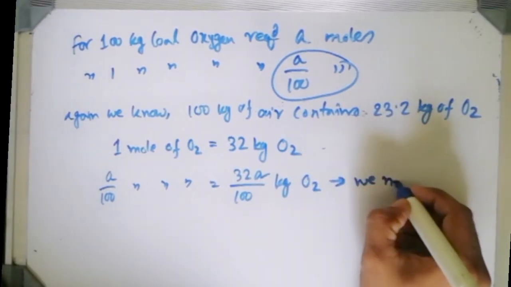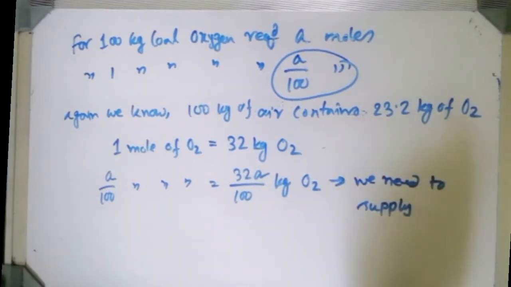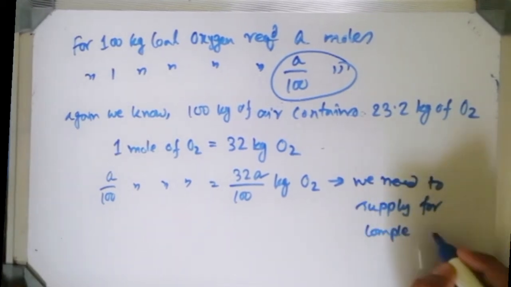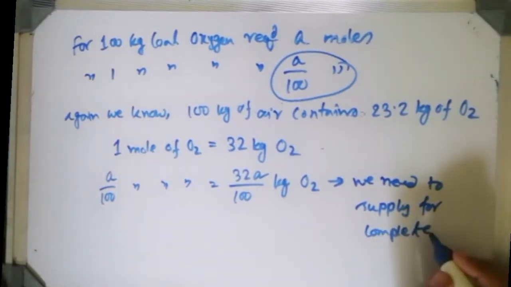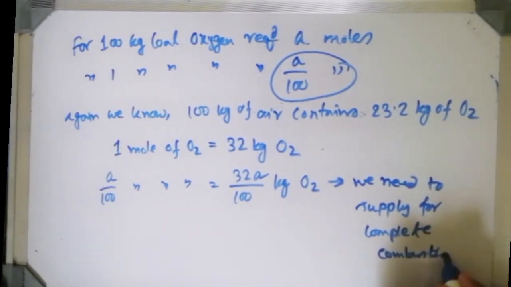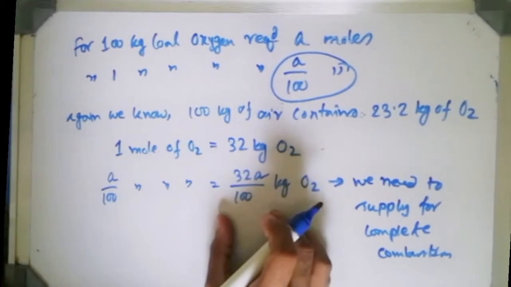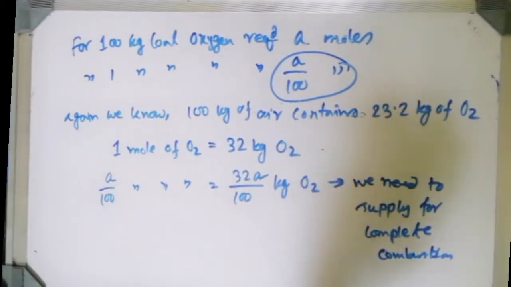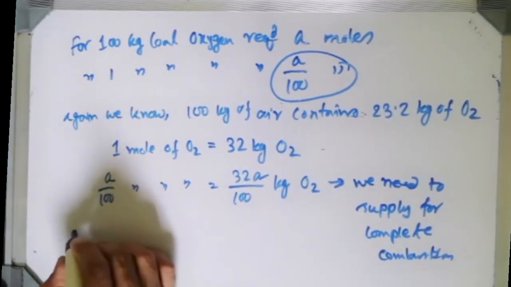But you know that we cannot supply only oxygen individually, isn't it? So if we want to supply this amount of oxygen, then I have to find out for getting this amount of oxygen, what is the required amount of air, isn't it? Because we are not going to supply oxygen only, not possible. So 23.2 kg oxygen is available in 100 kg air.